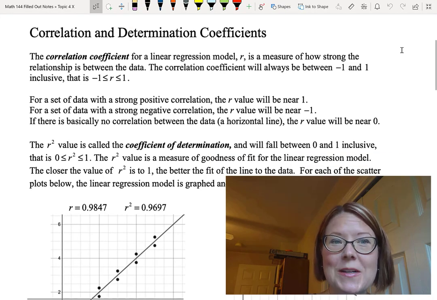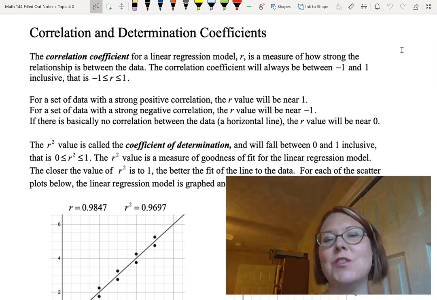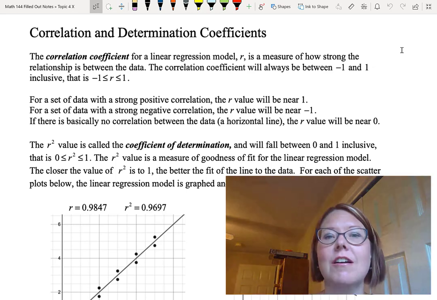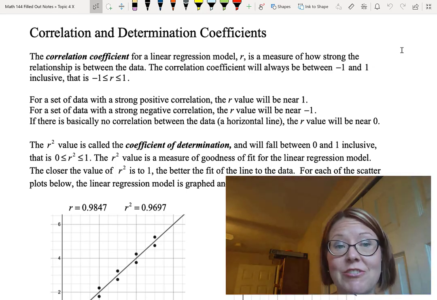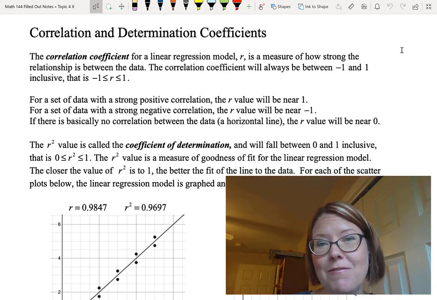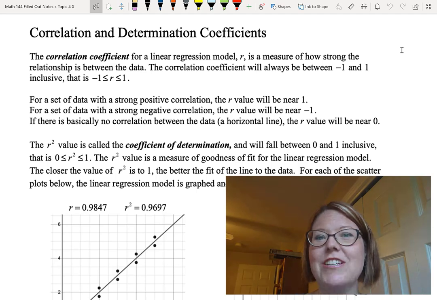In this video, we're going to talk about the correlation and determination coefficients. This is R and R squared in a linear regression model. This data is typically provided to you when the linear regression is calculated.